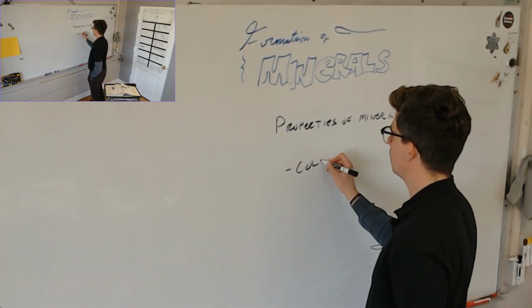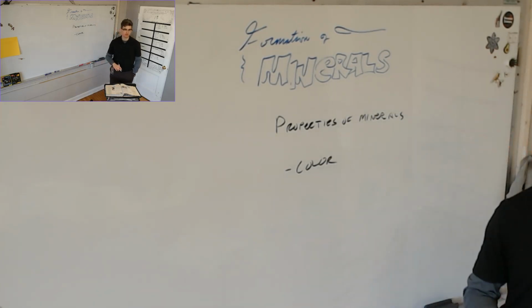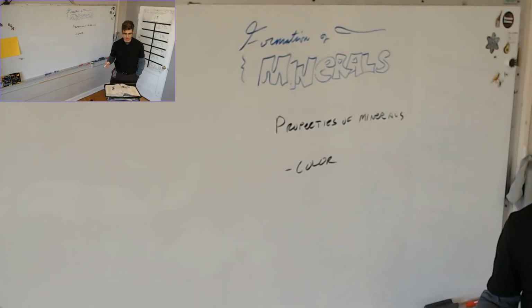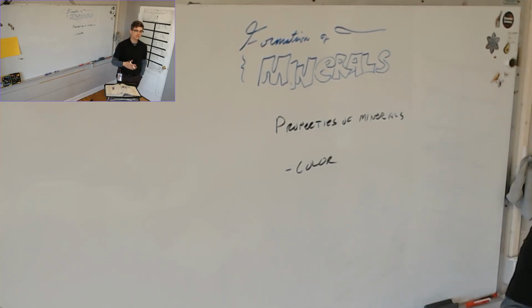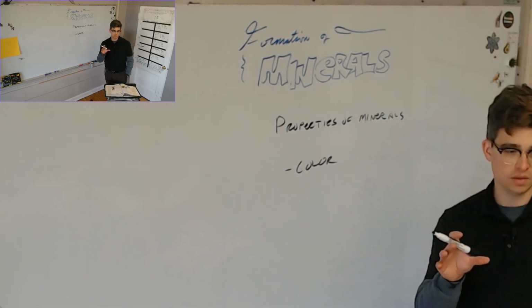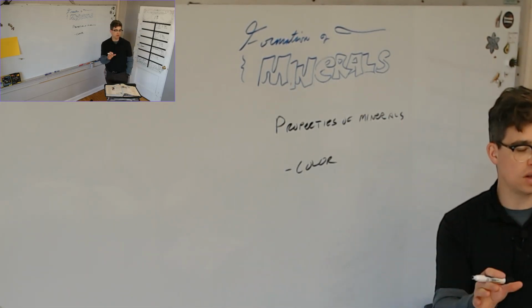Color. You know what color is. Color is also the most useless way to differentiate between minerals. Why? One mineral can have a whole slew of different colors. My obsidian is a rock, not a mineral. But obsidian, even though it's a rock, comes in black and green and red and all different colors. So one mineral, or rock, can have all different colors.